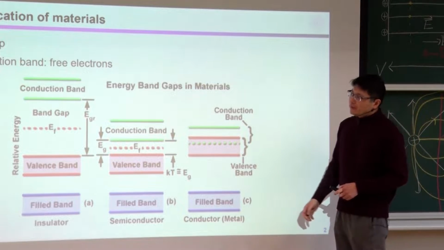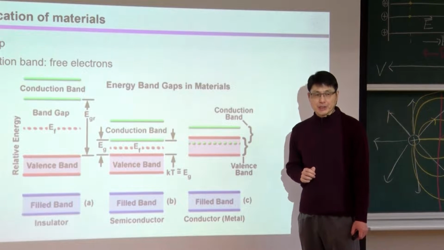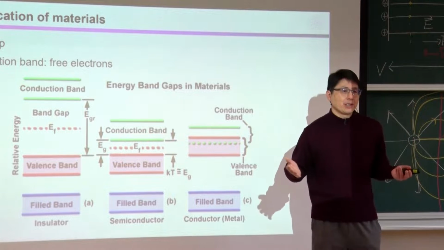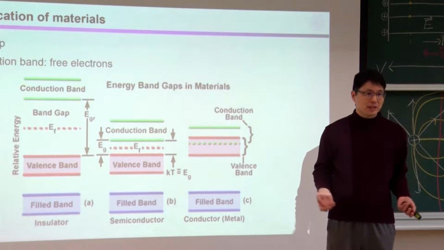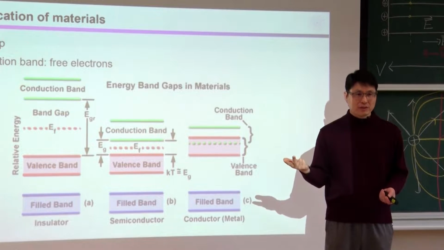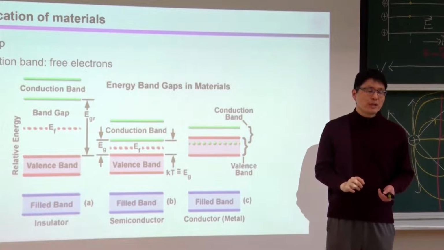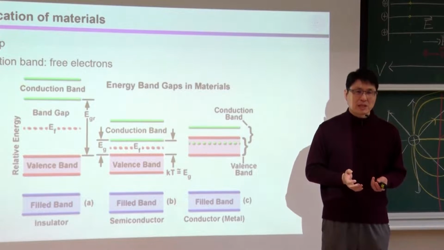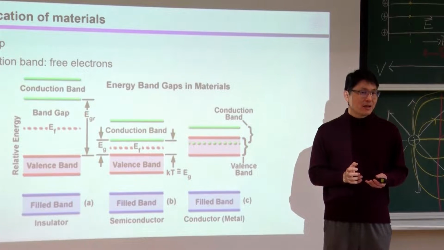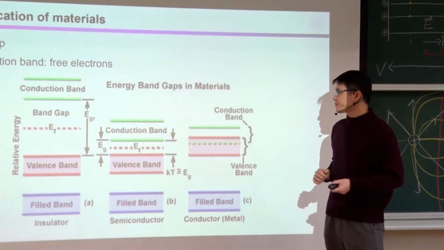I'm sure all of you have basic knowledge of how materials are classified. You can classify materials due to their density, right? Gas, solid, and liquid. But in electromagnetics, we classify materials based on their ability to conduct electricity. What does that mean?